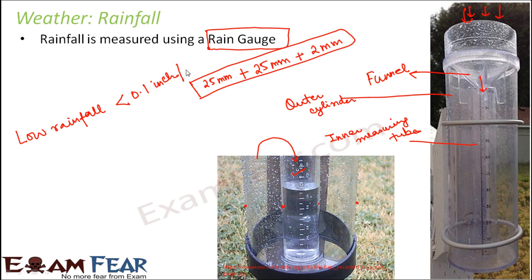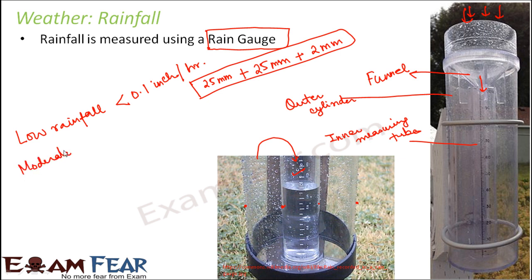So inch per hour, because time plays a very important role. Maybe you just kept it like this for 10-12 hours. So obviously it will get filled up. So you have to specify a fixed time. Maybe in 1 hour however much it gets filled, that will decide the measurement of rainfall. So if the amount of water collected is less than 0.1 inch in 1 hour, then we will say that location has got low rainfall.